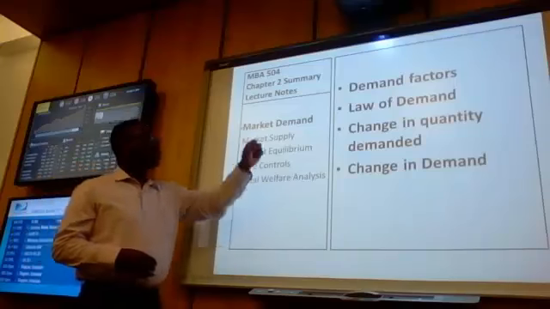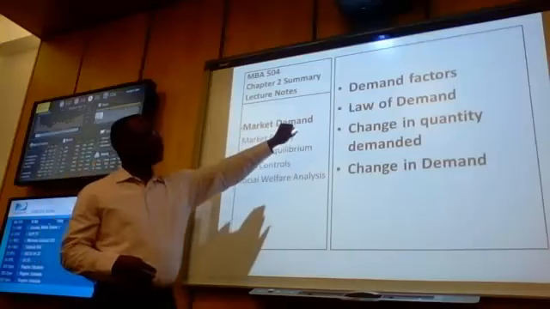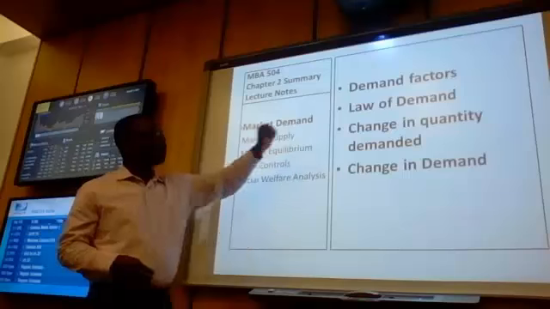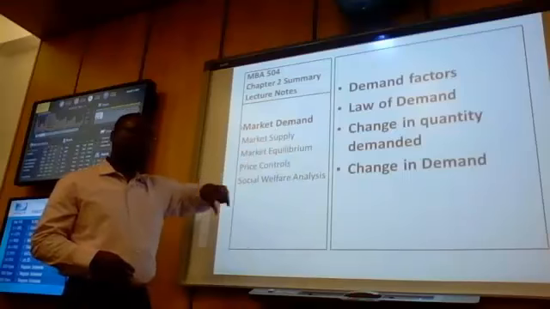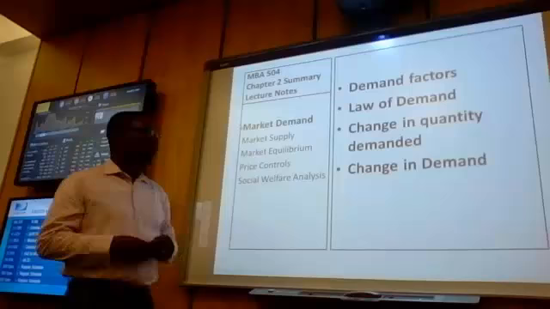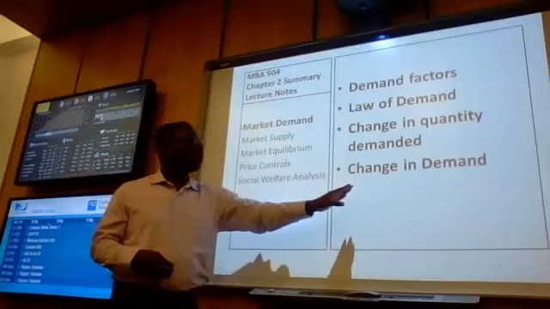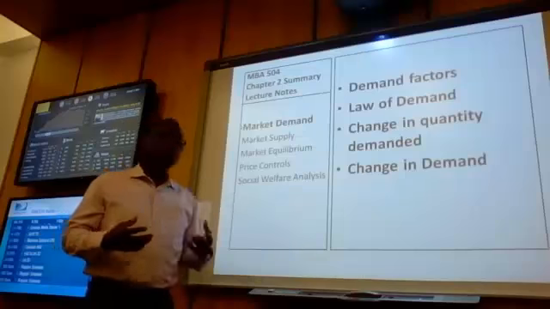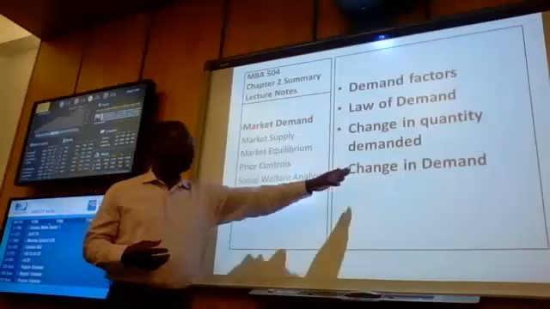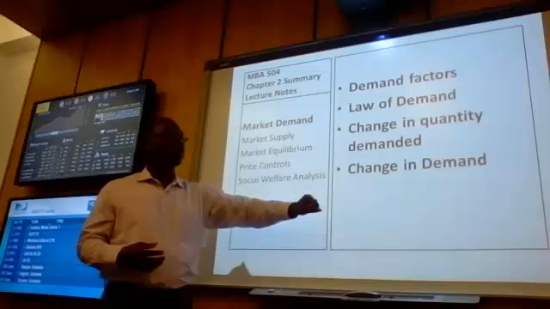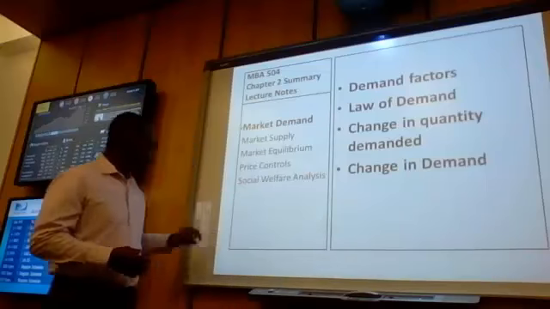And so under market demand, we're going to talk about demand factors. We're going to introduce the law of demand. We're going to specifically look at two types of changes within market demand, a change in quantity demanded as well as a change in demand. So I'm not only going to give you the definitions of these characteristics, we're going to graphically illustrate as well.